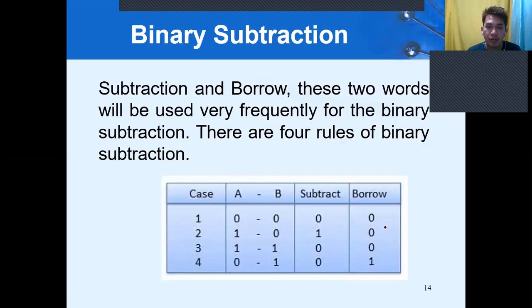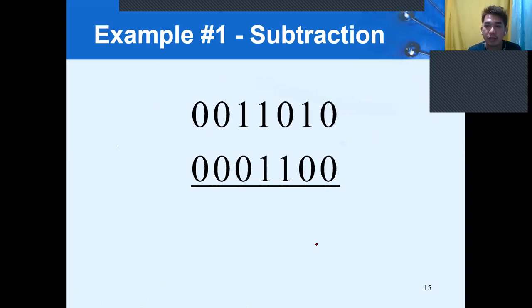Now let's proceed with the binary subtraction. Subtraction and borrow, these two words will be used very frequently for the binary subtraction. So there are 4 rules of binary subtraction. We have case 1. 0 minus 0, of course 0 yan siya. 1 minus 0, of course that is equals to 1. 1 minus 1, of course that is 0. 0 minus 1, that is 0 borrow 1. Okay, so let us have an example.